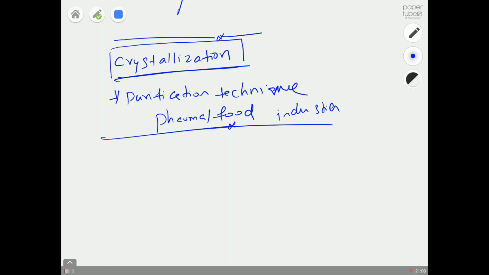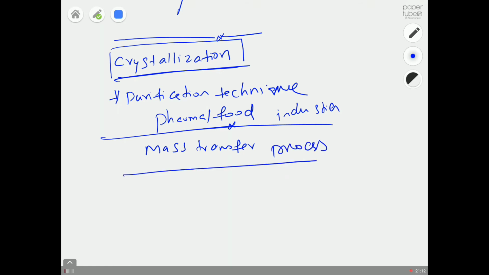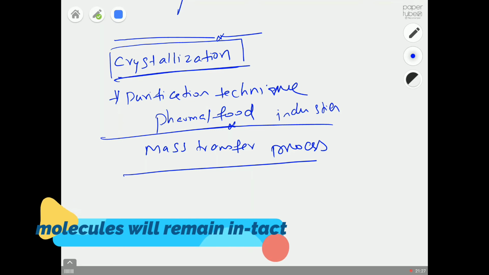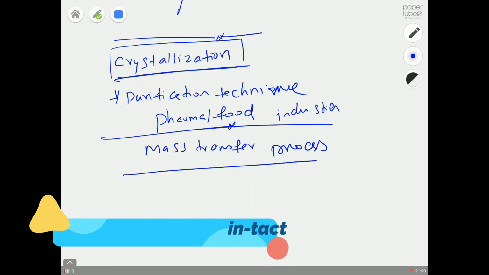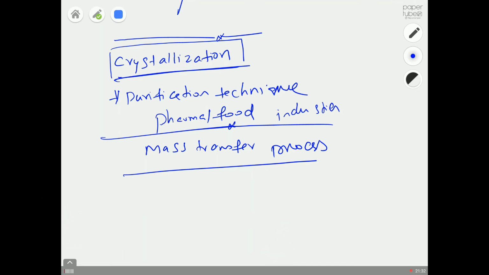And one more thing, crystallization is purely a mass transfer process. Purely a mass transfer process. And it's purely a physical process. So there is no chemical reaction, there is no bond breakage, there is no new bond formation. You are not degrading anything. Whatever molecules you add into the crystallizer will remain intact. So there is no change in the chemistry, so it's purely a physical process.